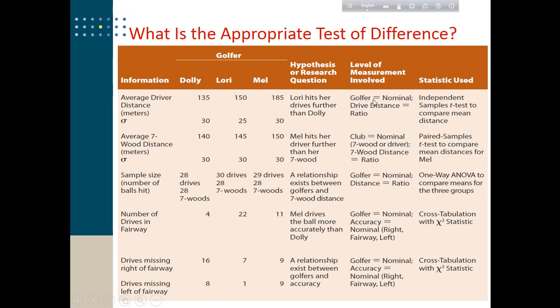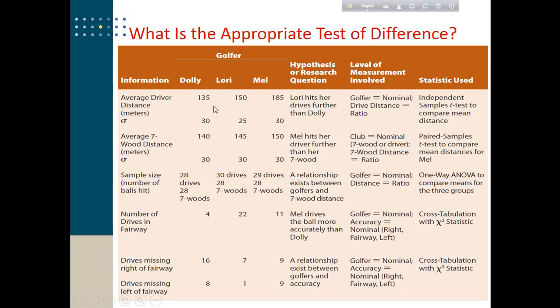So what are the variables involved? The main variable involved is the drive distance, which is a ratio variable, and the golfer, which is a nominal variable. So we will be using a t-test to find out the difference between the average distance of these two golfers. And it is an independent sample t-test, because the drive distance of Laurie and the drive distance of Dolly are supposed to be independent of each other.